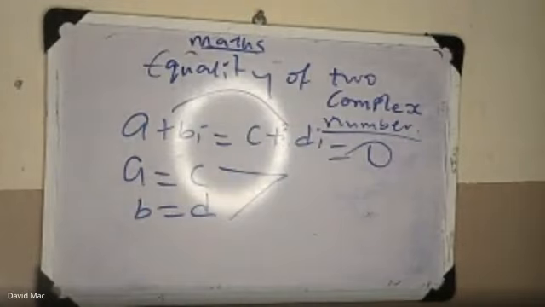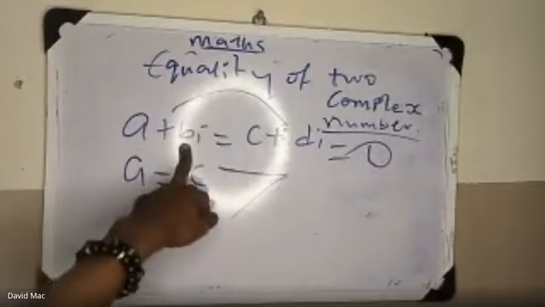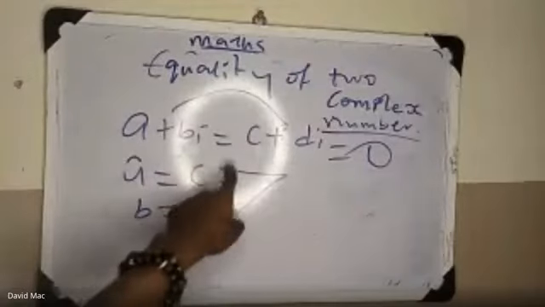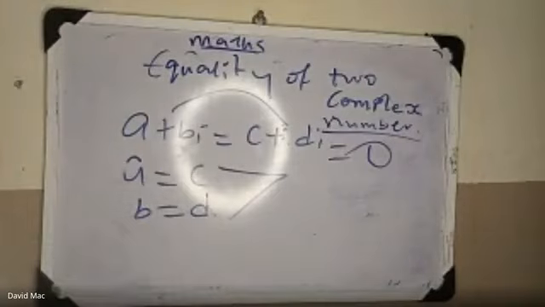The reason I'm giving you this rule is because when we get to addition, that's your simple operation in complex numbers, you're going to be applying this rule. What they are saying is that for you to get an equal complex number, you must ensure that what is on this a side is the same as what is on the c side after the equal sign. And what is on this bi side must be equal to di. So a is equal to c and b is equal to d in order to get an equal complex number. As simple as that.